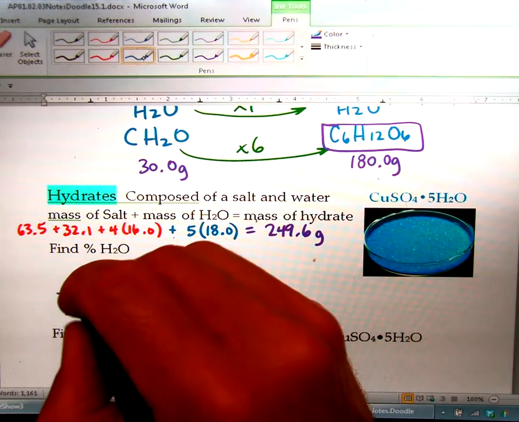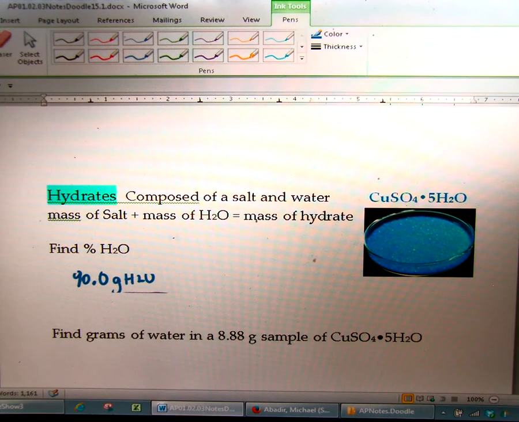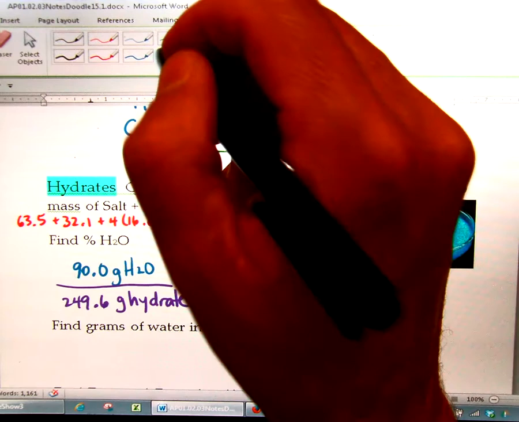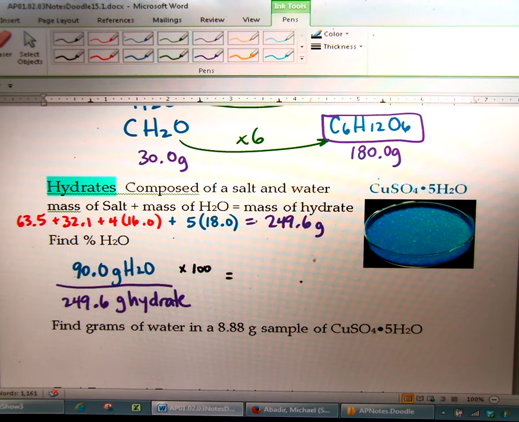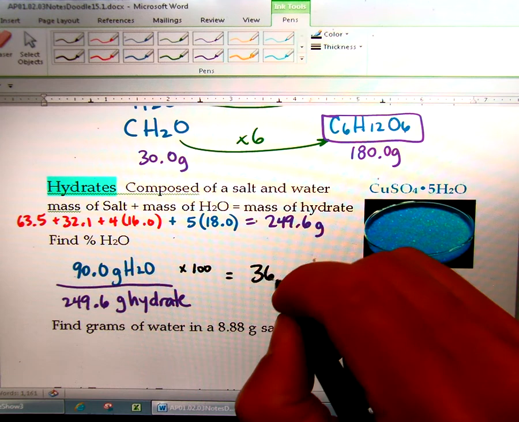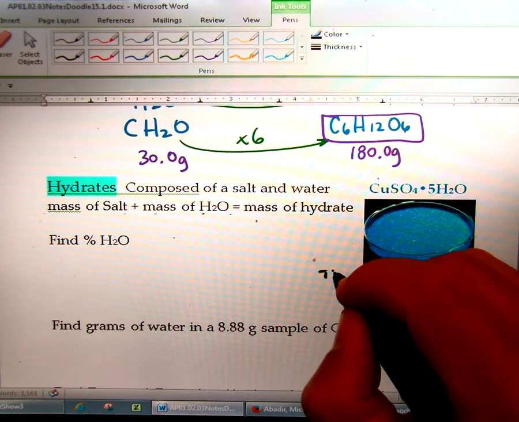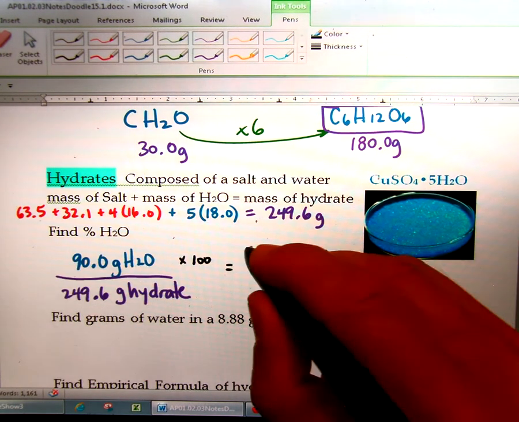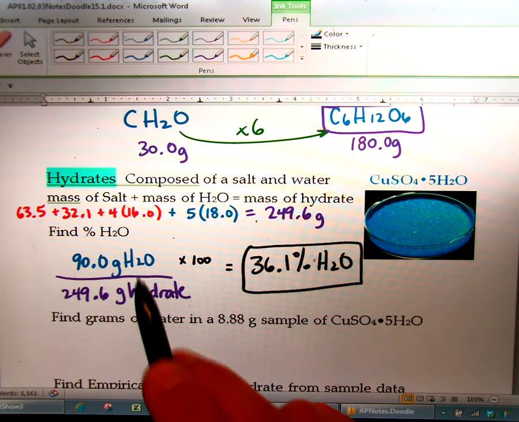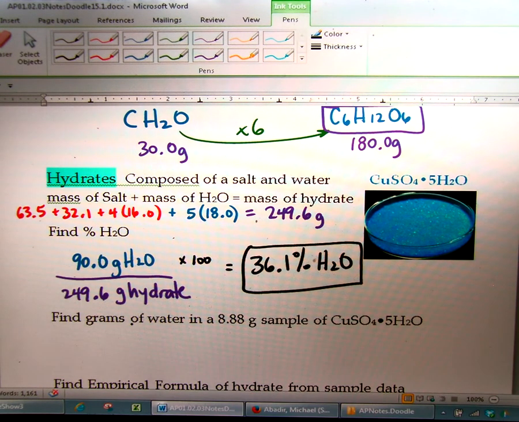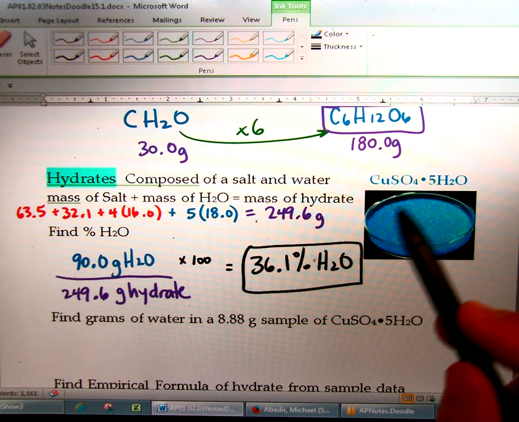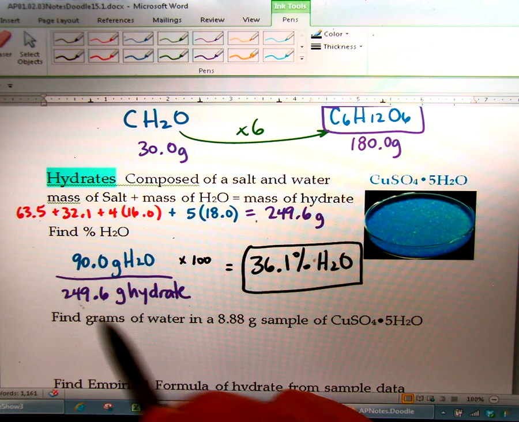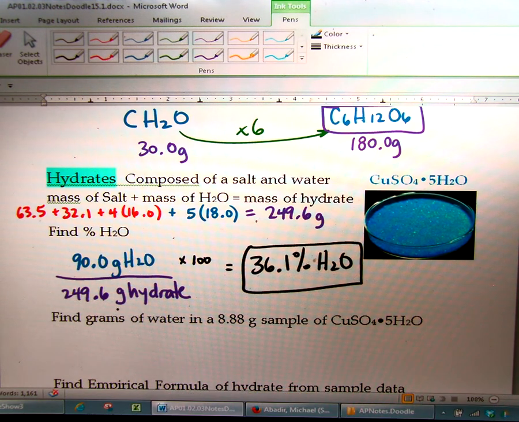So this is 90 grams of water over 249.6 total times 100 equals 36.1%. So this hydrate is 36.1% water. It's the part over the whole. So in your lab, you need to determine, if I give you a hydrate where you don't know what the formula is, how could you figure out how much water is in this, and how could you figure out how much hydrate is in this, and how would you calculate that?